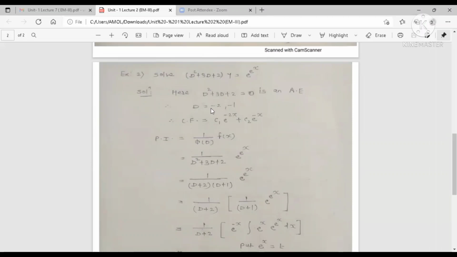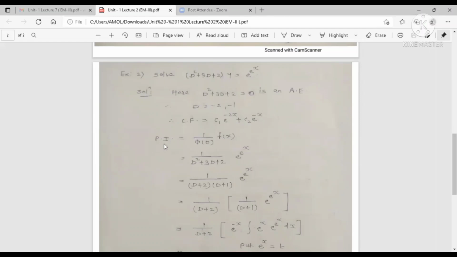So there are two factors, -2 and -1. These are real numbers and they are distinct. Distinct means different. So the complementary function is c1 e to the power -2x plus c2 e to the power -x.